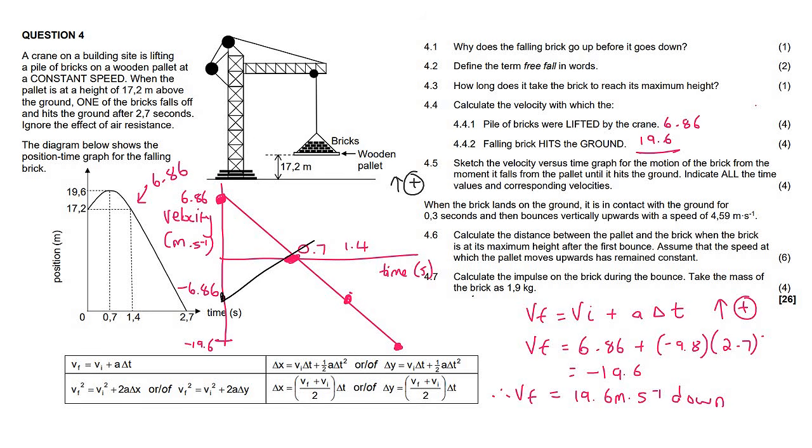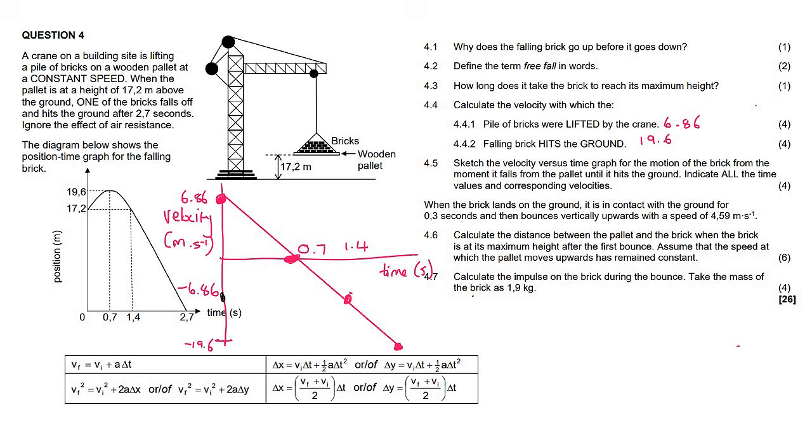So it would look something like that. Okay. Question 4.6. When the brick lands on the ground, it is in contact with the ground for 0.3 seconds, and then it bounces upwards at 4.59. Okay, so let me illustrate that to you guys.